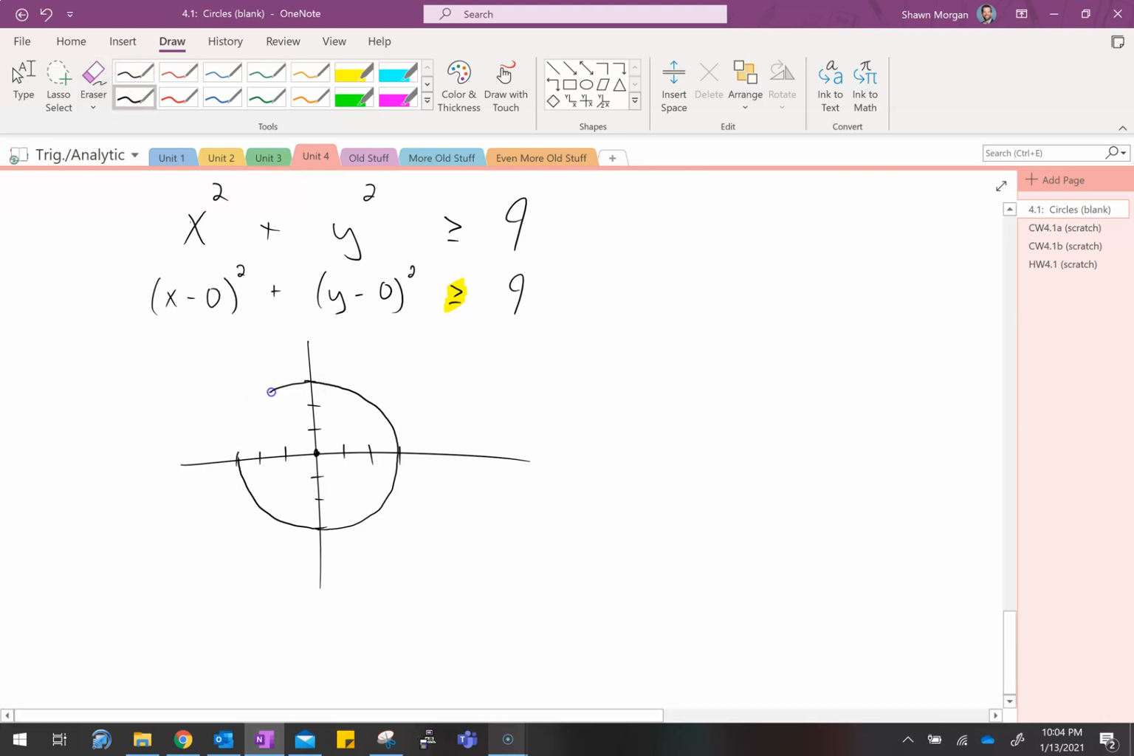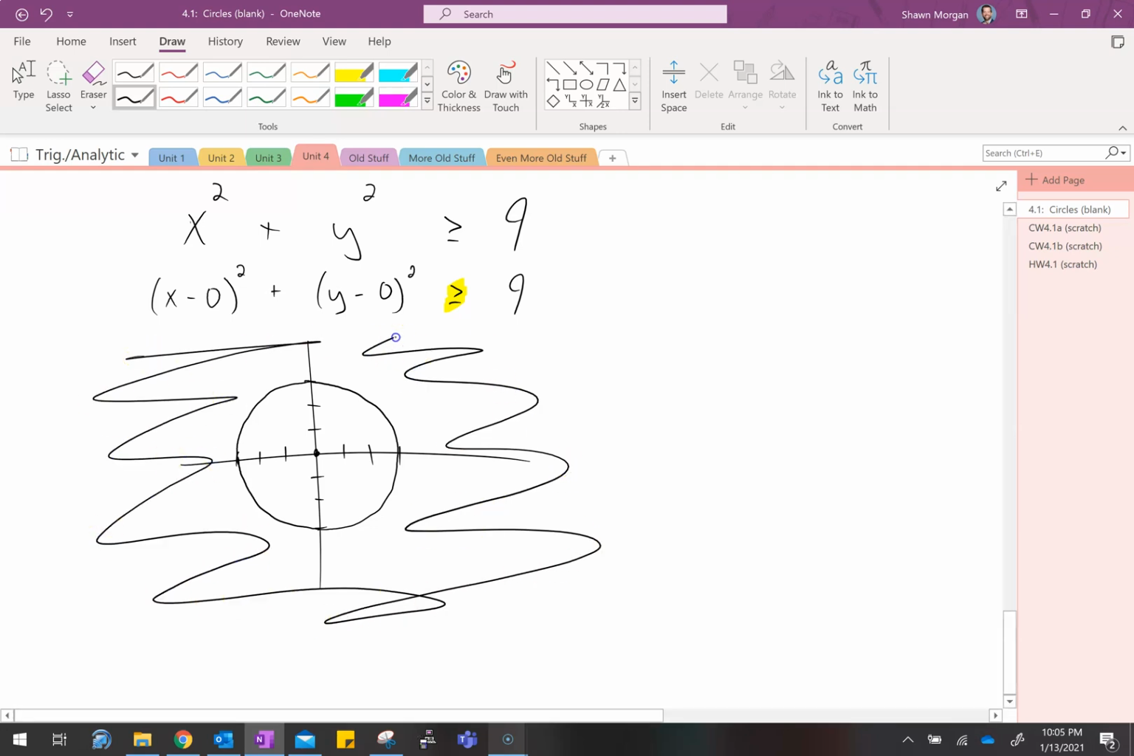The only other question now is, where should I shade? Should I shade inside or outside? This one's greater than, so we're definitely going to shade on the outside. That means we will cover all that region that's outside of the curve. And again, you can pick a test point. The origin's a nice test point on this one. If I plugged in x equals 0 and y equals 0, that's like saying 0 is greater than or equal to 9, which is not true. So I should not shade over the origin, should not shade over my center.